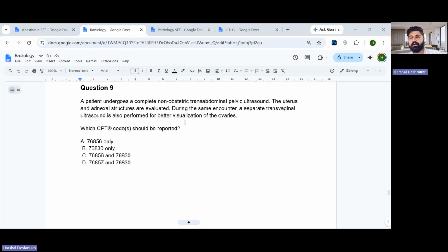A patient undergoes a complete non-obstetric transabdominal pelvic ultrasound. The uterus and adnexal structures are evaluated. During the same encounter, a separate transvaginal ultrasound is also performed for better visualization of the ovaries. Get the best possible code among these four.